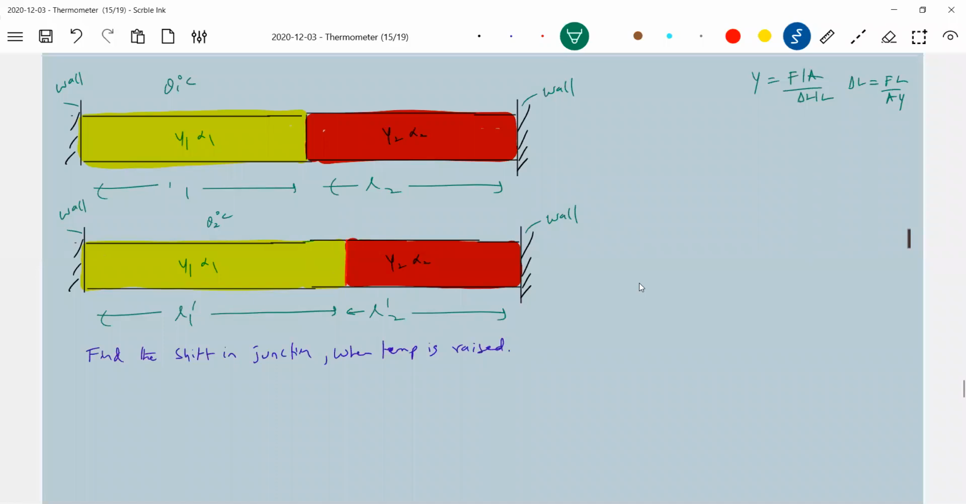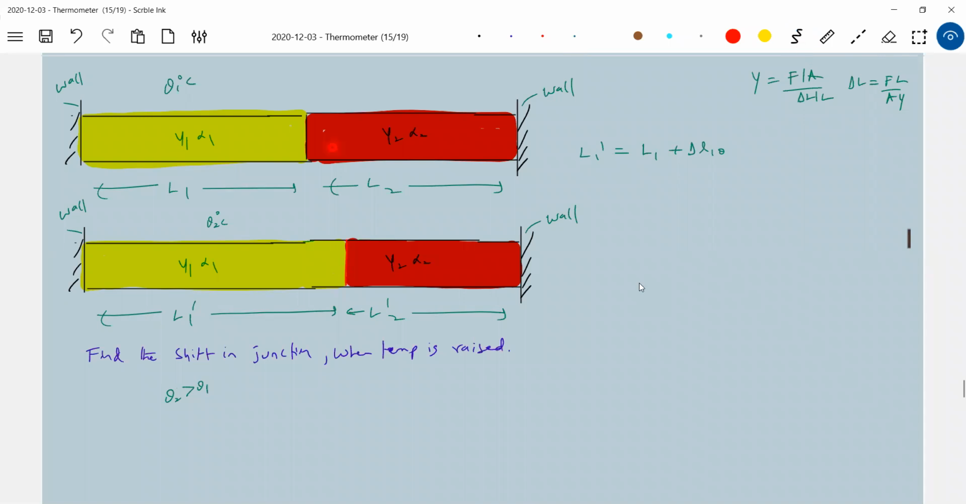I'll use symbols, capital letters. So what is the final length? L1 dash is equal to the initial length L1, as the temperature increased to theta 2. The first rod will expand. So what is the elongation due to the rise in temperature? Shall we write delta L1 theta, where theta is the change in temperature?